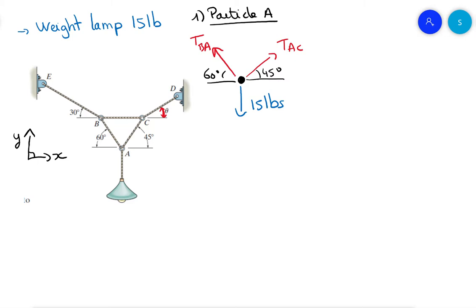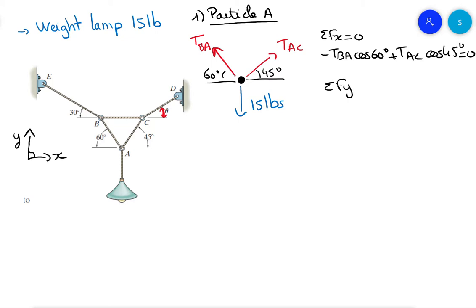Okay. The simple way is to use the axes X and Y. You could tilt your axes to have one of them, like TAC or TBA, on one of the axes, to solve for one at a time. That's a possibility, but I will use X and Y and a little system. So we have the sum of the forces on X equals 0. We have minus TBA cosine 60 plus TAC cosine 45 equals 0. Okay, so I like to always write the unknowns in the same order, TBA first and TAC second.